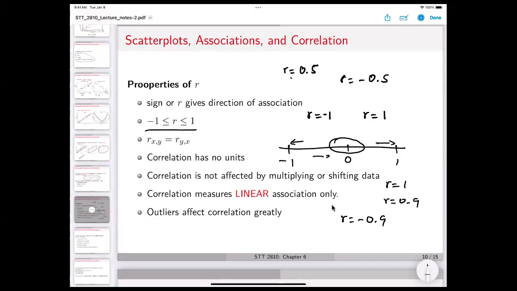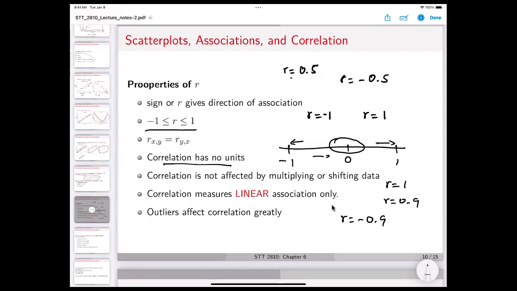One thing you should also know is that correlation has no units. So for example, if I want to look at the relationship between the number of hours you spend studying for this course and your grades, even though your grades will be in percentages, it doesn't have any units. Is that okay? And then you should also know that it is not affected by multiplying or shifting.